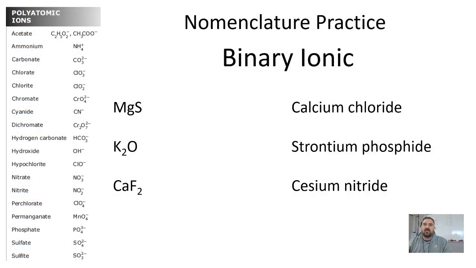So today we're going to be talking about nomenclature that includes polyatomic ions and transition metals. Before we do that though, we're going to start with some practice. So I'm going to run through these with you guys. So over here we have binary ionic, which means that there are only two elements involved. And when there are two elements involved, those are going to be the simplest ones.